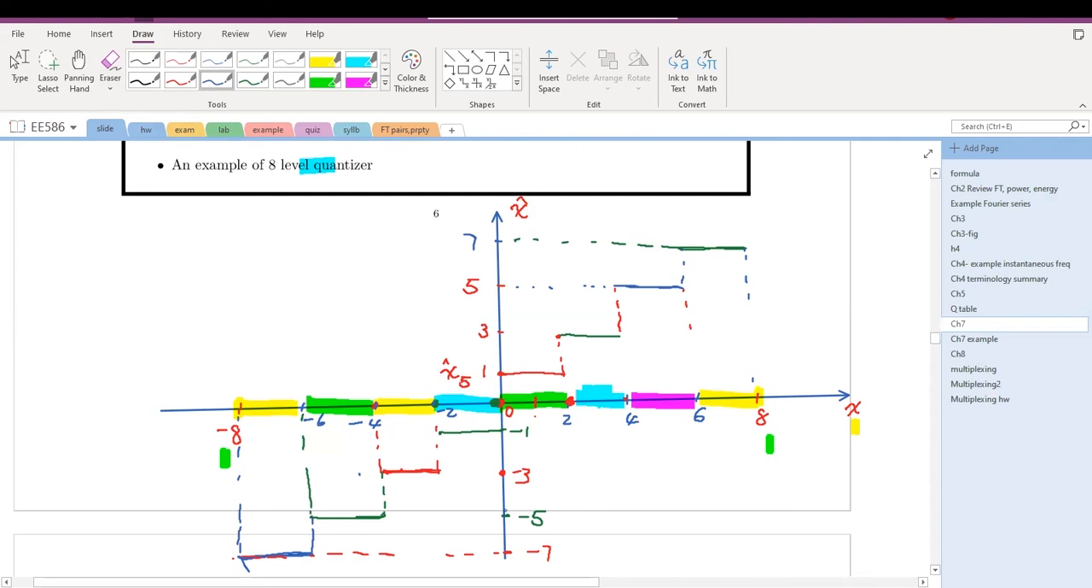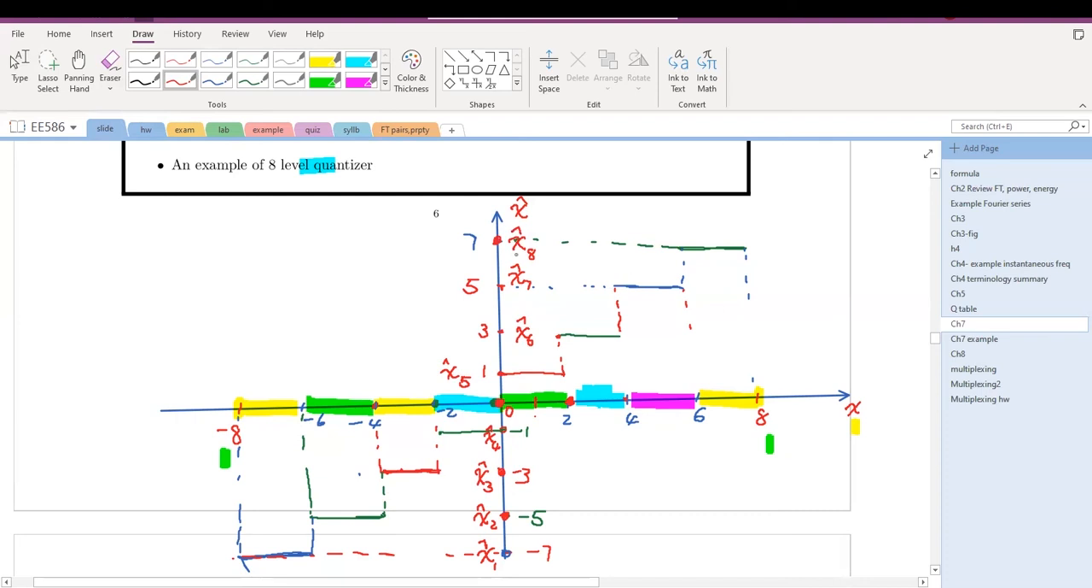So I call this a quantization level. This is quantization level x1 hat. This quantization level x2 hat. This quantization level x3 hat. And this is x4 hat. And this is x5 hat. This is x6 hat. And this is x7 hat. And this is x8 hat.